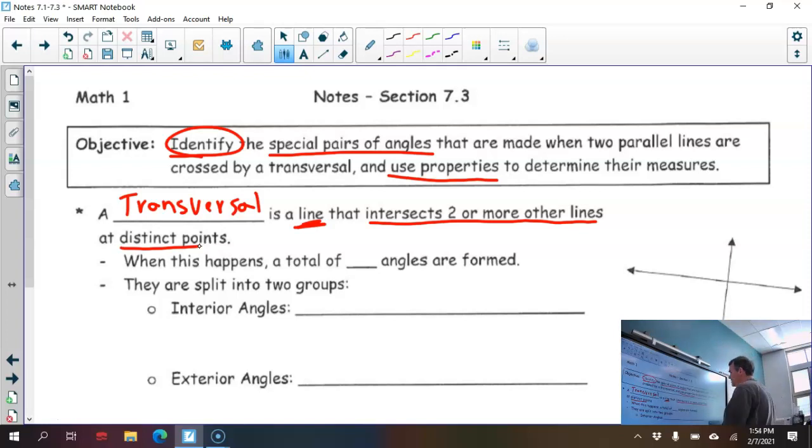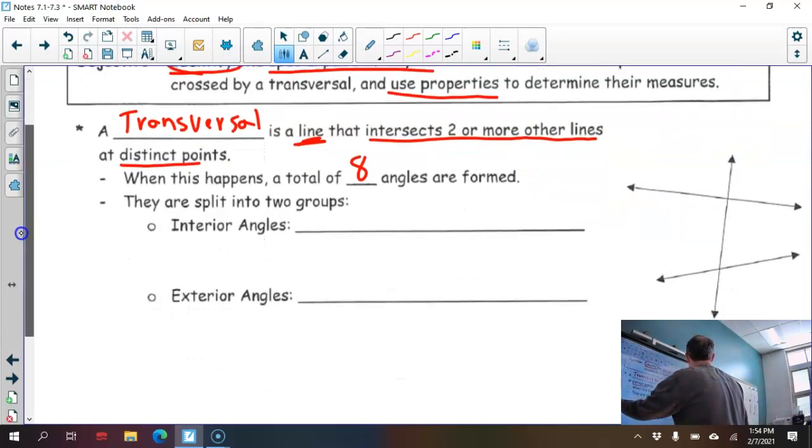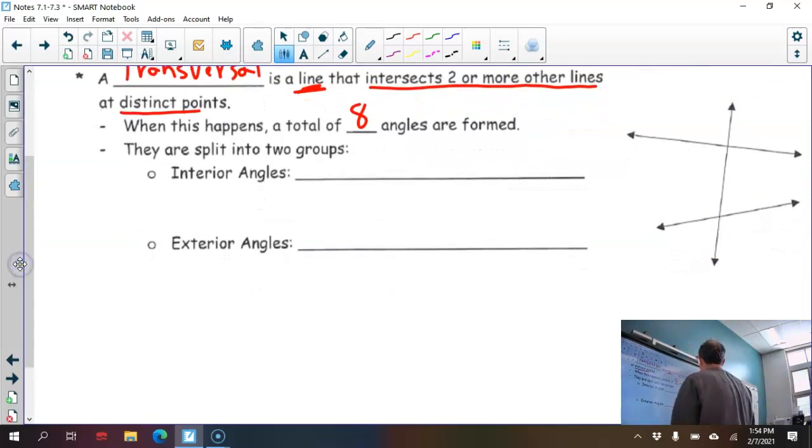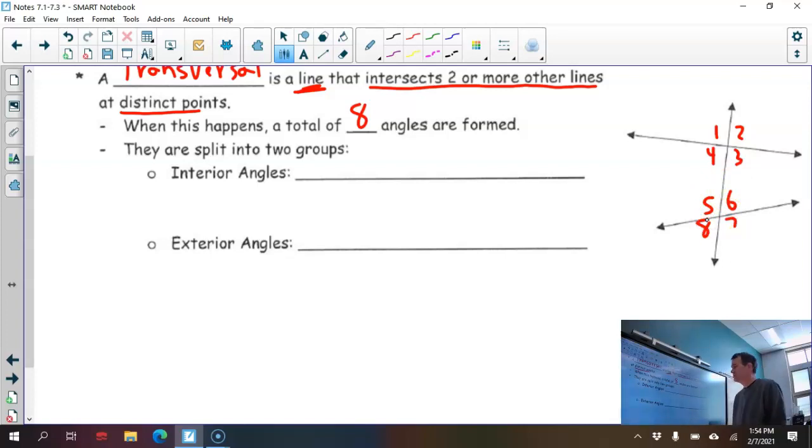When this happens, a total of 8 angles are formed, and they are split into 2 groups. And we are going to look at those 2 groups. Let me name the angles. So you have 4 angles up there, and then you have 4 angles down here, a total of 8 angles. Some of these angles are called interior angles, and some are called exterior angles.